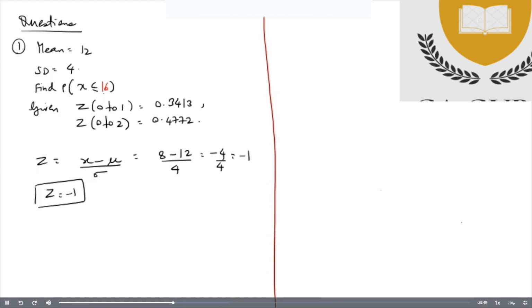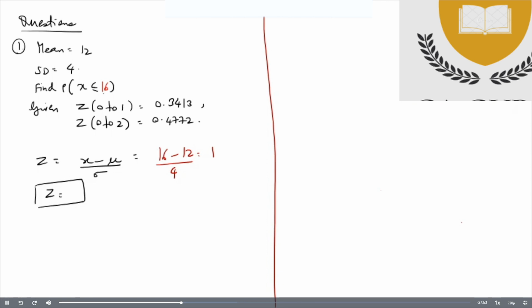Let me do the next question here. The next question is to find the probability of x less than or equal to 16. That is what I'm supposed to find here. The first thing I will do is calculate the value of z. Z is equal to 16 minus 12 by 4, which is 1. Okay, z is equal to 1.